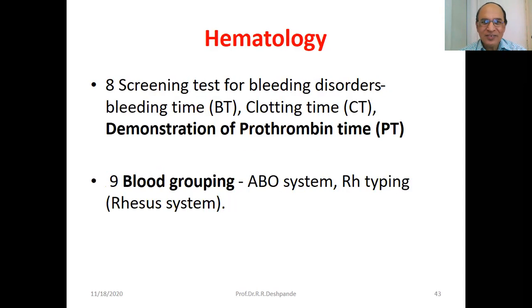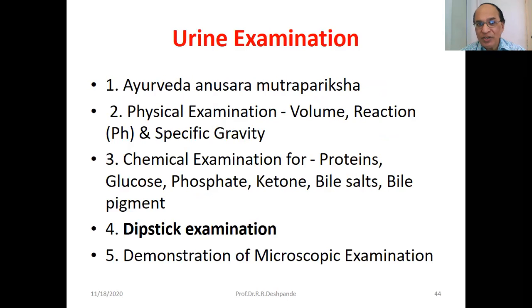Okay. Next, screening test for bleeding disorders, BT CT, bleeding time, clotting time. This test should be done even before leech application. Demonstration of prothrombin time, blood group, ABO system and Rh system, urine examination, physical examination, 5 tests: color, appearance, albumin, I am sorry, color, then reaction, appearance, specific gravity, this type of physical test. Then albumin, sugar, bile salt, bile pigment, these are the chemical tests, and microscopic: epithelial cells, casts, crystals, etc.